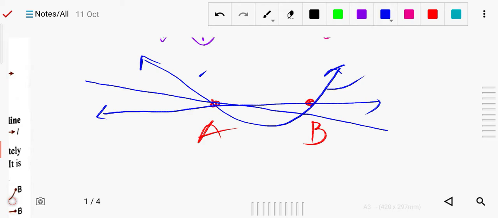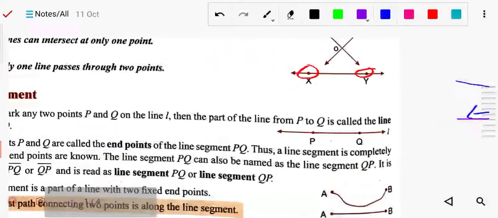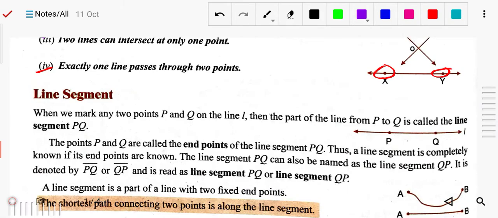Actually, what is a line? You can also define a line like that: it is the shortest path or shortest distance between two points. The shortest distance between two points can be described by a line. So what is the conclusion? How many lines can we draw? Only one line that passes exactly through the two points. So this is the fourth point, and this is all about the line.